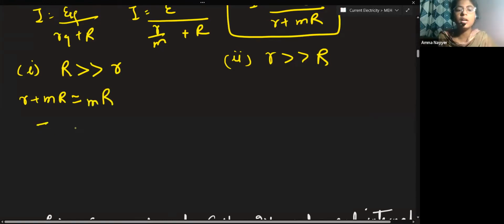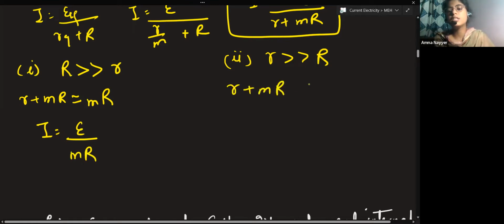So current will be what? E, the equivalent EMF, divided by M into R. And for here, this is R plus MR, so this will be equal to R only. So equivalent I will become what? E divided by R.